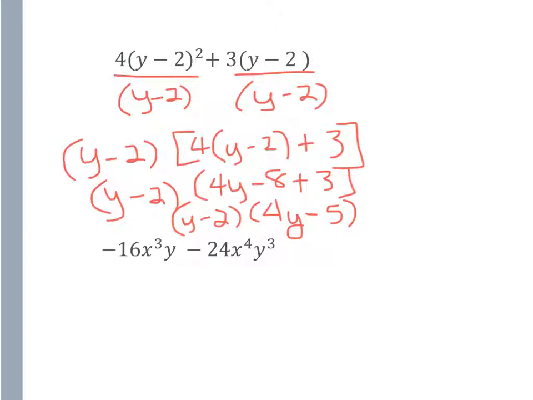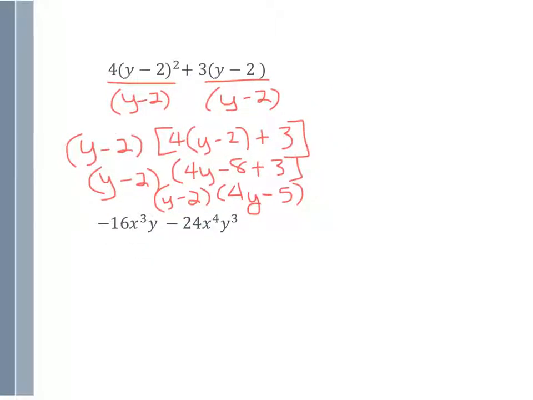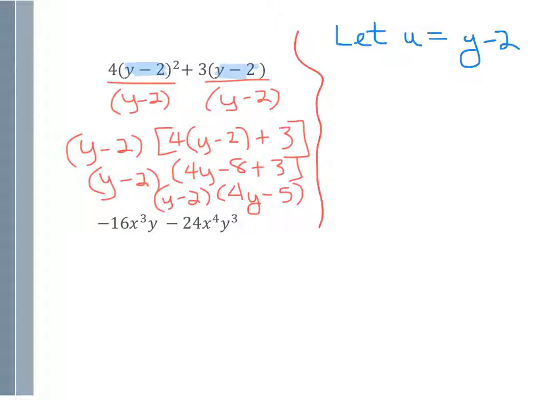Now, I am going to show you another method to do this problem. It's called u substitution. So just be aware that you don't have to show this. It's just another technique that you can do. So in order to use u substitution, I'm going to let u, just a variable, represent y minus 2. So now every place that I see y minus 2 in the original problem, I'm going to put the letter u.